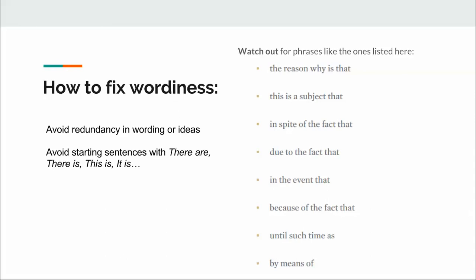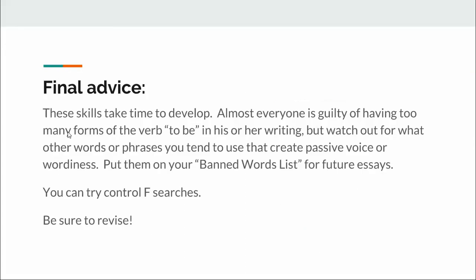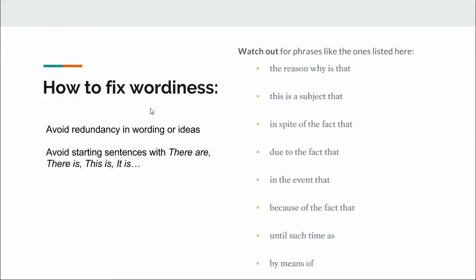And as for how to fix wordiness, it's almost impossible to cover all of the circumstances that can create wordiness in a video like this. However, there are certain things you can look out for that would help. Number one, pretty clear here: avoid redundancy. Try to watch out for redundancy in wording or ideas. Try not to repeat words too often. Try not to repeat phrases too often.